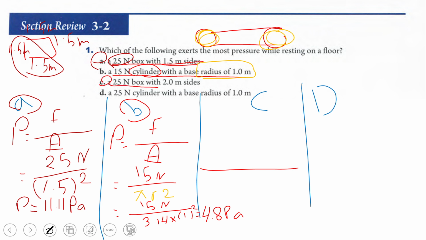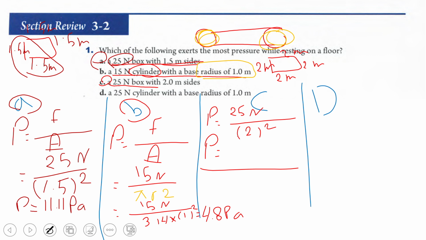Okay. Part C, 25 Newton. Again, we have a box. Again, same rule. Pressure, force over area. The force is 25 Newton over the area. Again, you have a box, but now the distance of each side is 2 meter. So 2 to the power 2. So the last answer, the pressure of part C, is equal to 6.2 Pascal.